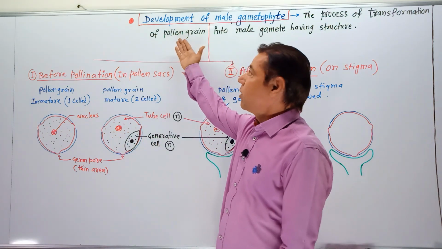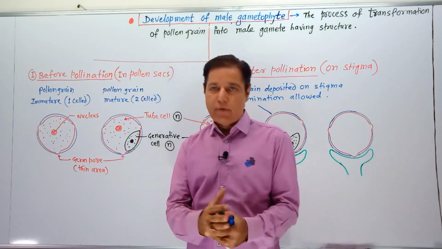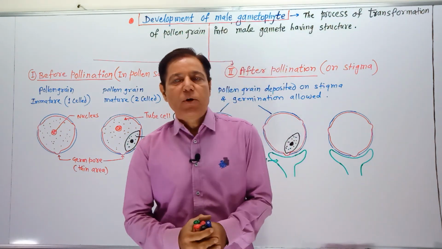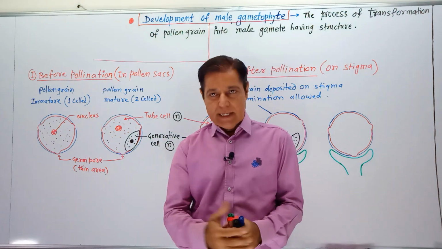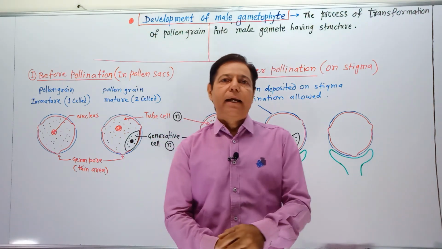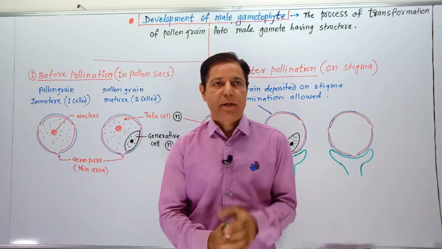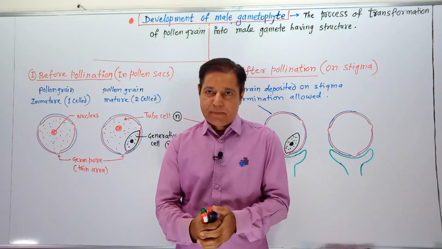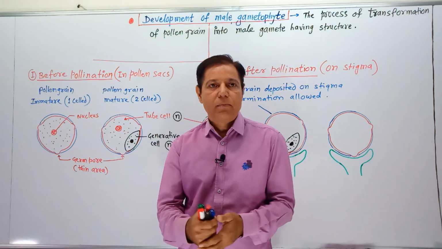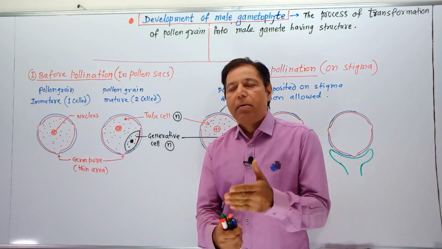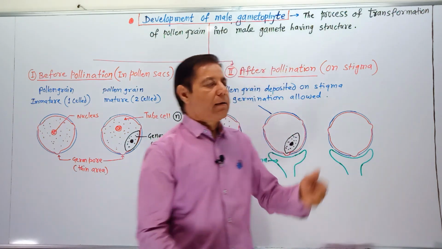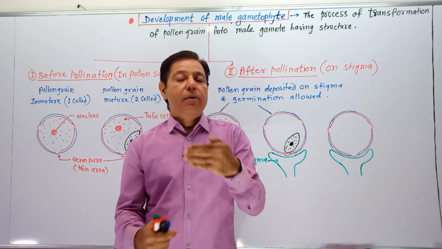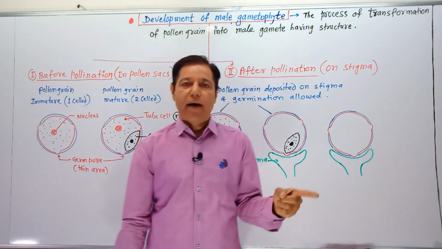Friends, today we will study the development of male gametophyte. As we know, the male gametophyte is produced from the pollen grain. In angiosperms particularly, and in some gymnosperms, they produce pollen grains in their pollen chambers or pollen sacs. First, what is actually the development of male gametophyte?